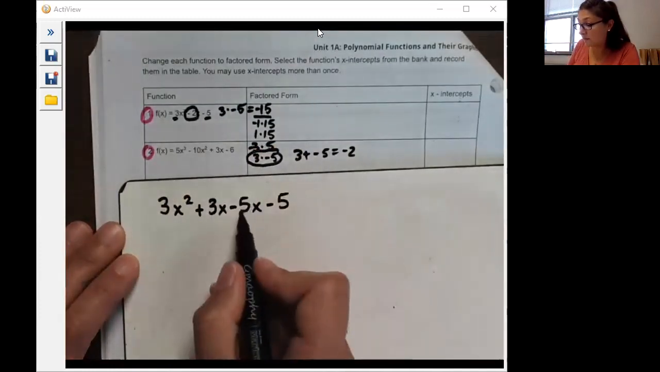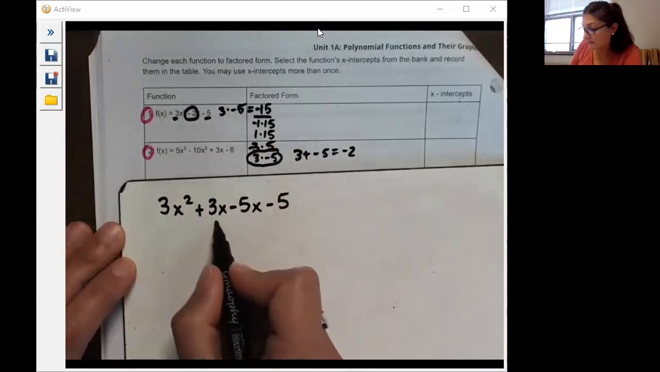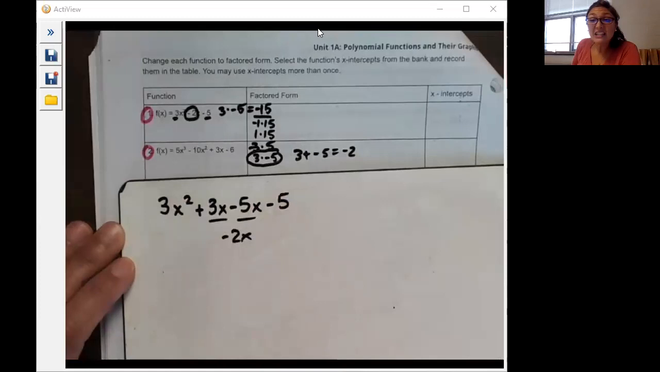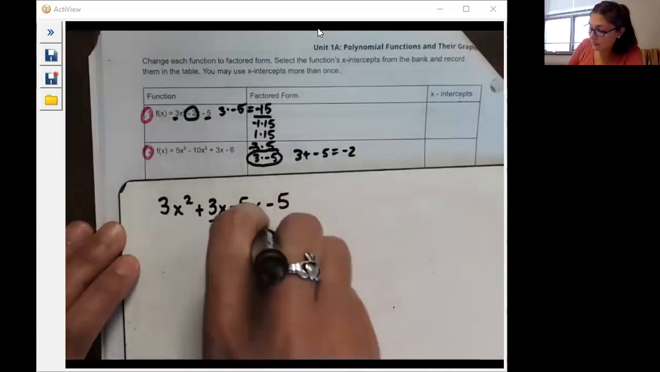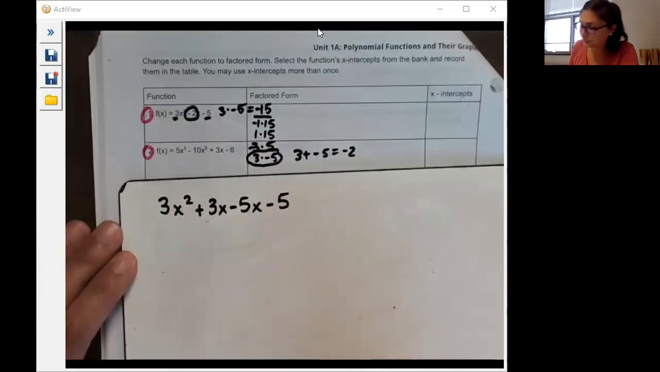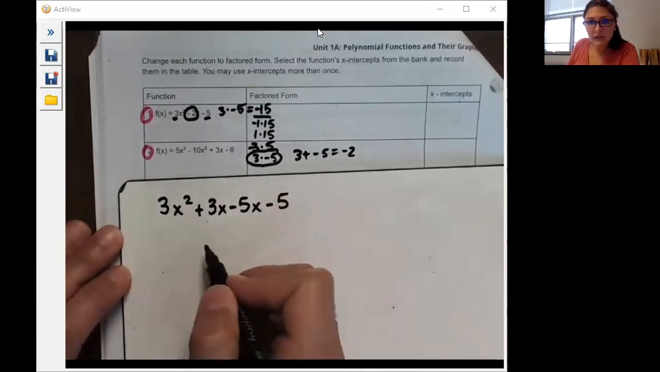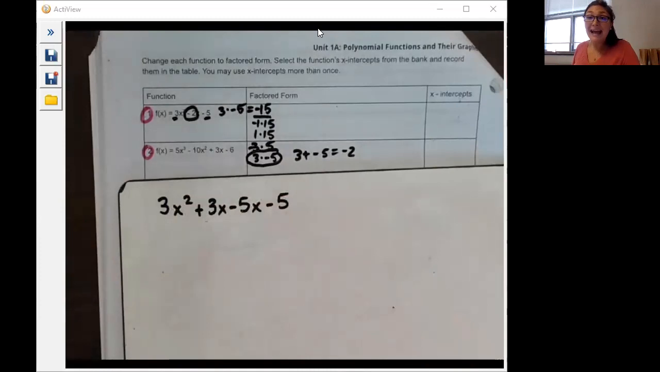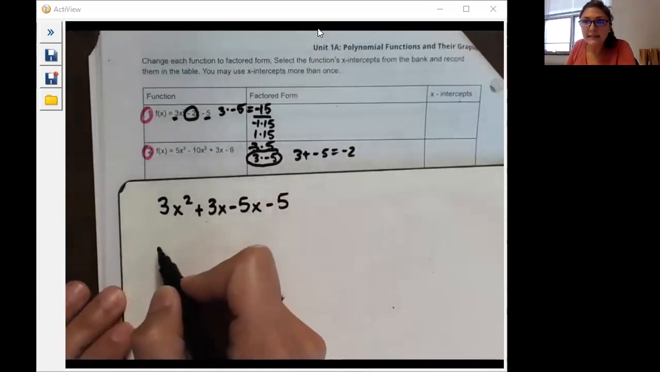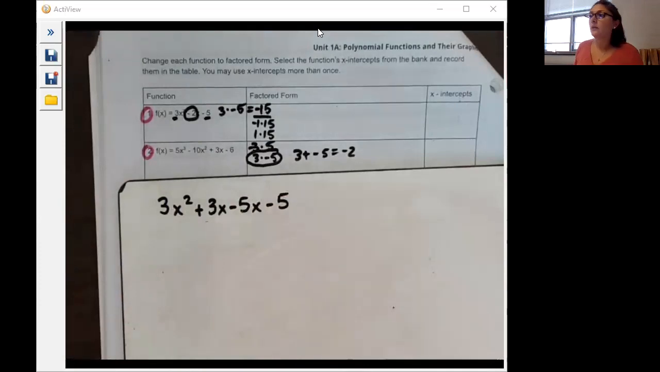Now, remember, this doesn't change the problem because if I were to combine my like terms, I would get back to -2x. So it's not a different problem. It's the same problem, just like wearing a different hat. The reason that I want to do this is so that now I can factor this by grouping. That's the big idea. Factoring by grouping goes back to just pulling out GCFs from things.